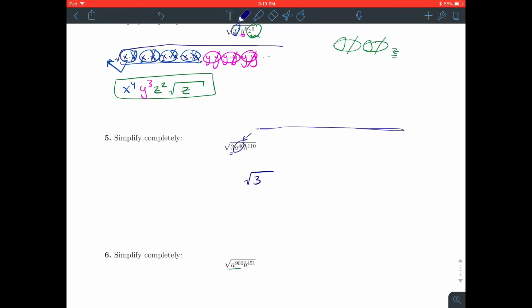For a to the 40th, we want to be thinking about this. We've got 40 a's all lined up. How many groups of 2 could we make with 40 a's? I think that's a really important question, and I think if you think about it, you'll see that you could make 20 groups of 2. So from those 20 groups of 2, the first half will be outside of the square root, and the second half is eliminated.